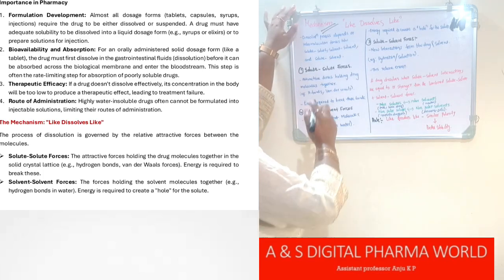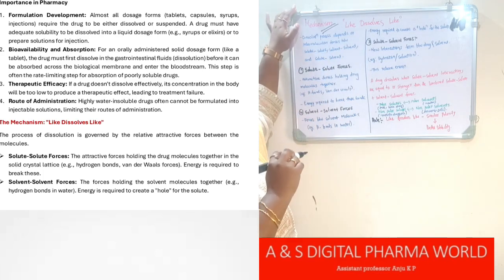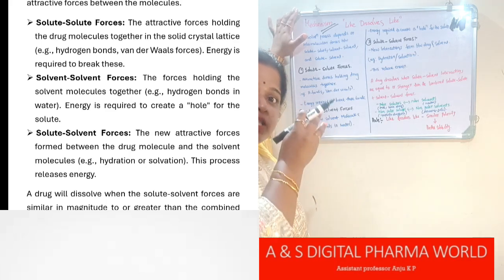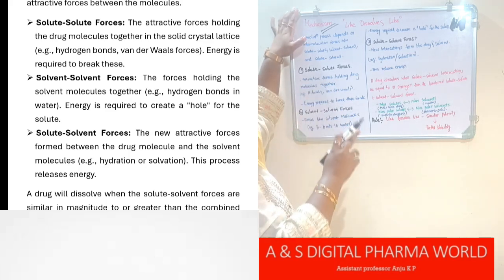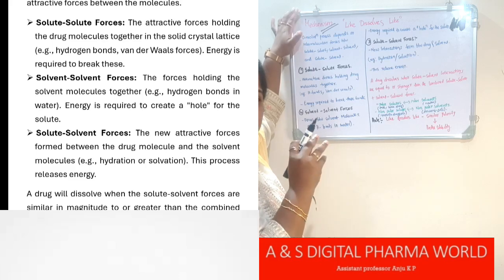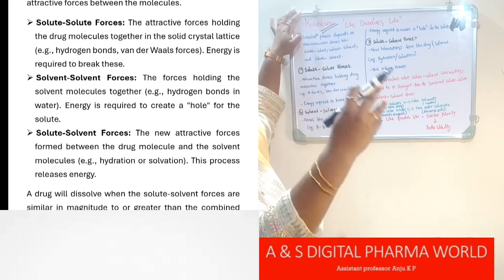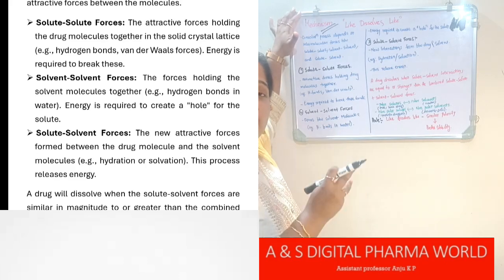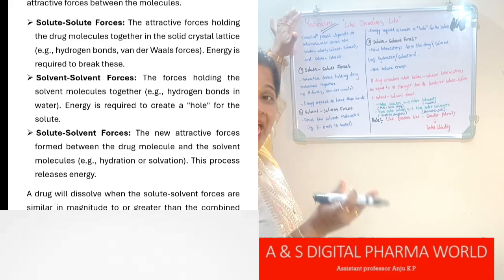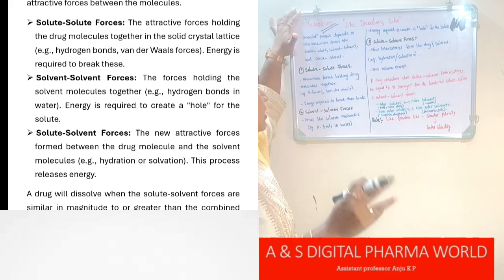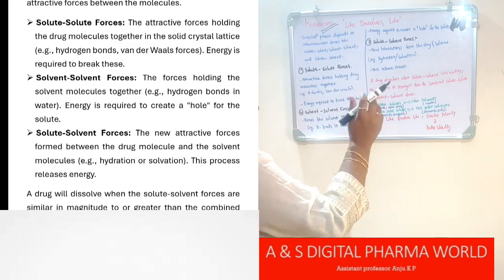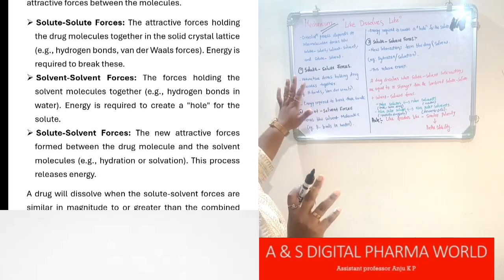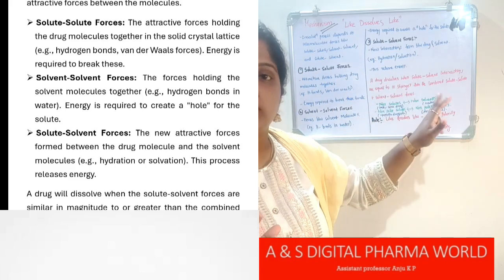So the dissolution process depends upon the intermolecular forces between solute-solute, solvent-solvent and solute-solvent. Okay, so that means solubility depends upon intermolecular forces, the forces between the solute-solute, solvent-solvent and solute-solvent. Okay, this you have to remember. So we have three points you have to remember now. The first one is the solute forces.